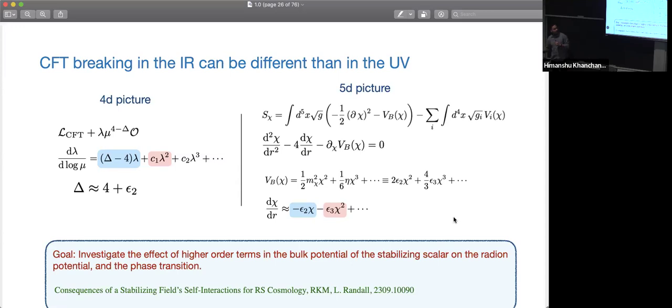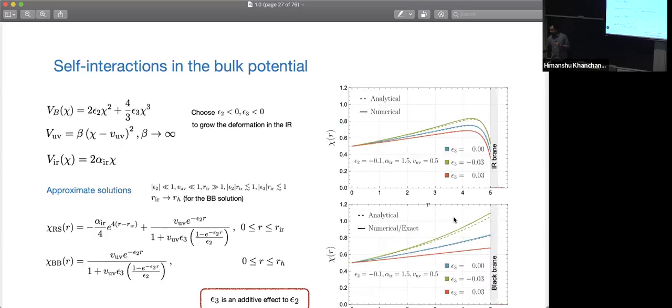Some part of the slide is cutting out. Anyway, so now let me be fast on the next couple of slides because there are details. If you're interested, I can tell you more.